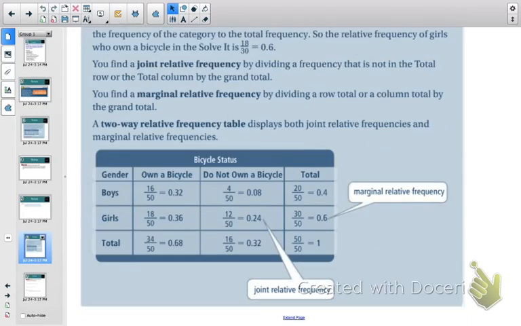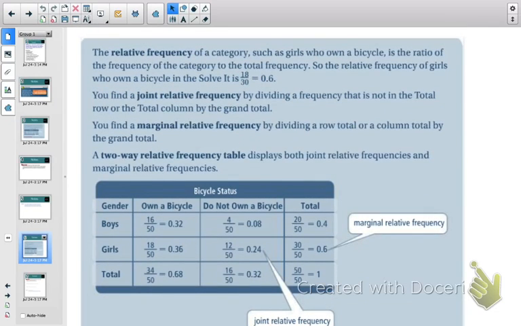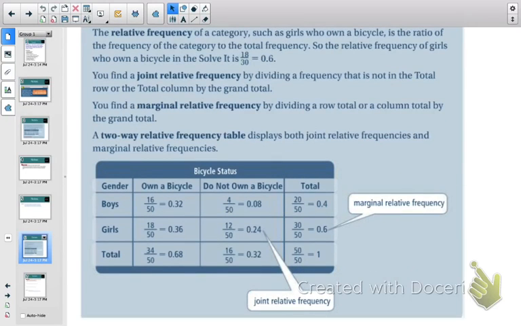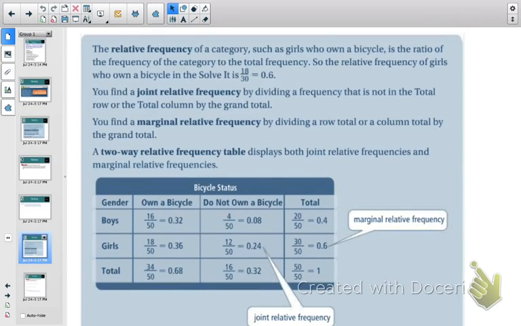Okay, next. Okay, we move on to relative frequency. Relative frequency, such as girls who own a bicycle, is the ratio of the frequency of the category to the total frequency. So it's basically just the percentage expressed as a decimal of each category. For example, you can find a joint relative frequency by dividing the frequency by the grand total. Okay, so here we had 16 boys that owned a bicycle.